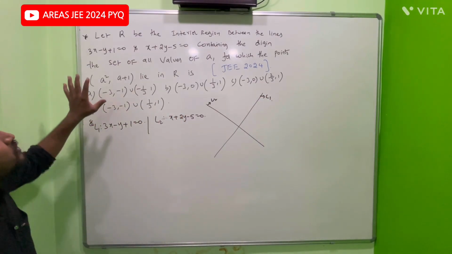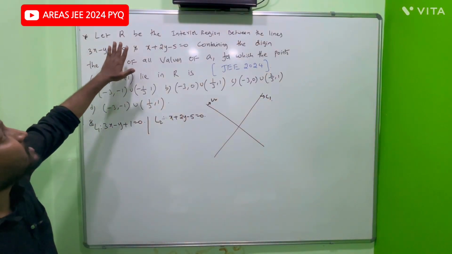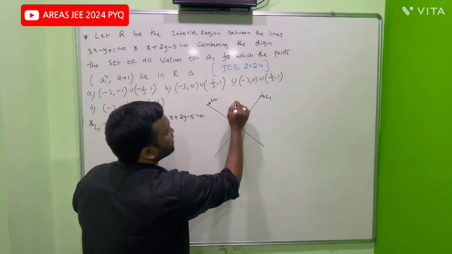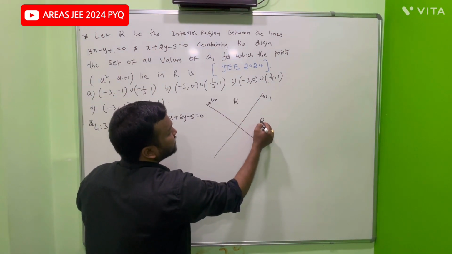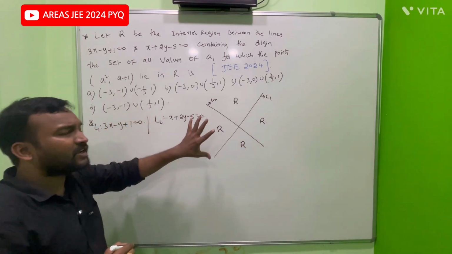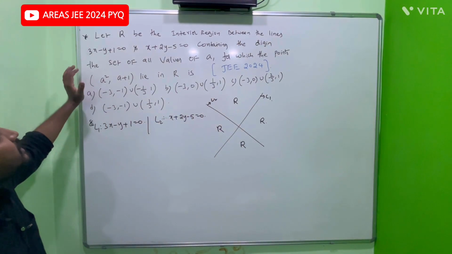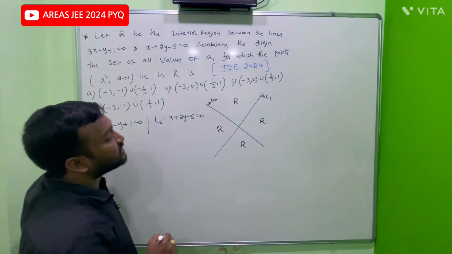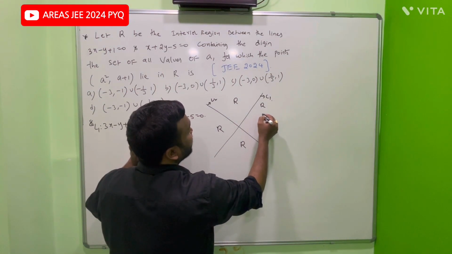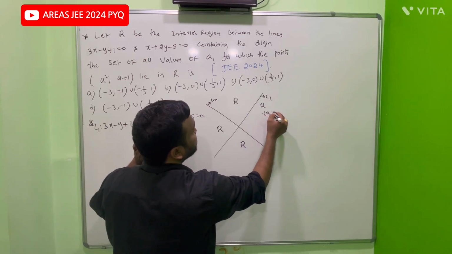Now what happens here? What is the question asking? Let R be the interior region between the lines. This is the interior region. This can be R, or otherwise this can be the interior region. This is also an interior region. Anything we can take here, containing the origin. Containing the origin means, suppose I take this, this is also a region, so containing the origin 0, 0.